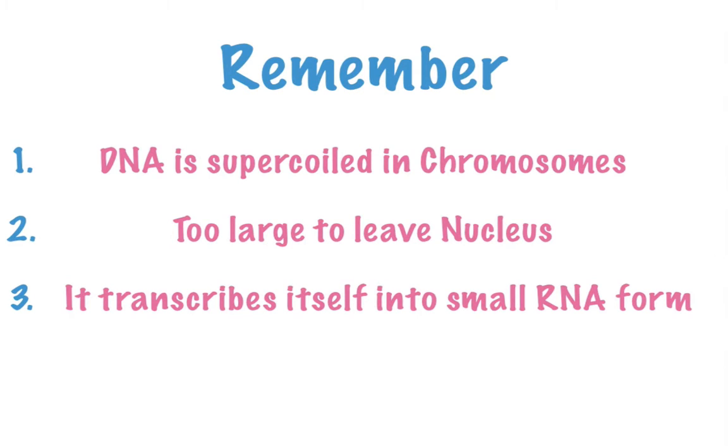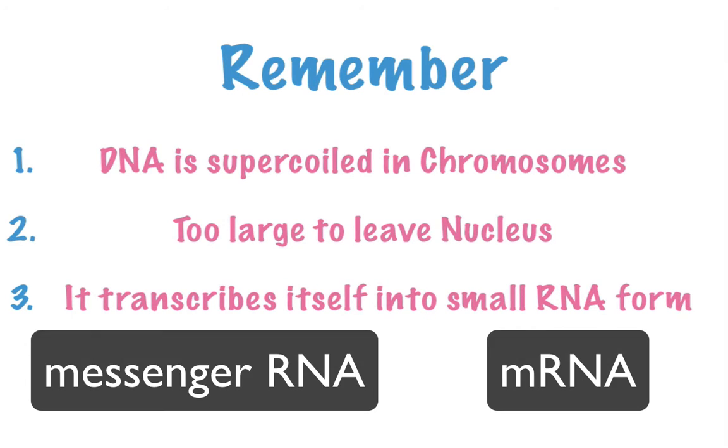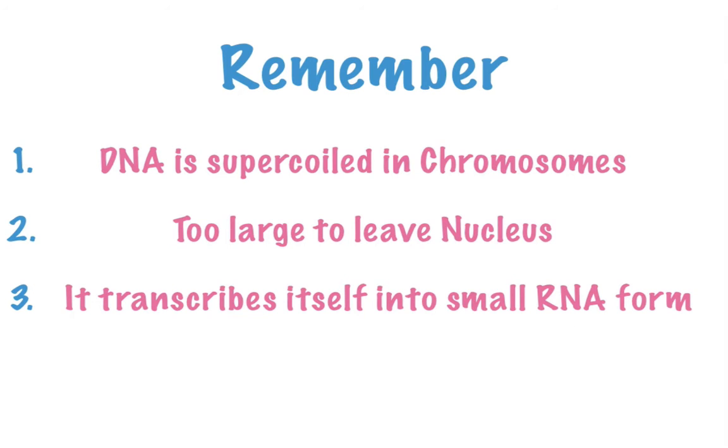So DNA is supercoiled in our chromosomes and it won't leave the nucleus, right? And that goes to too large to leave the nucleus. So it transcribes itself into small RNA form, or what we call messenger RNA. Messenger RNA meaning that a message from the nucleus, which is the gene code, a messenger leaves the nucleus into our protein synthesis location, cytoplasm. Messenger RNA, mRNA.